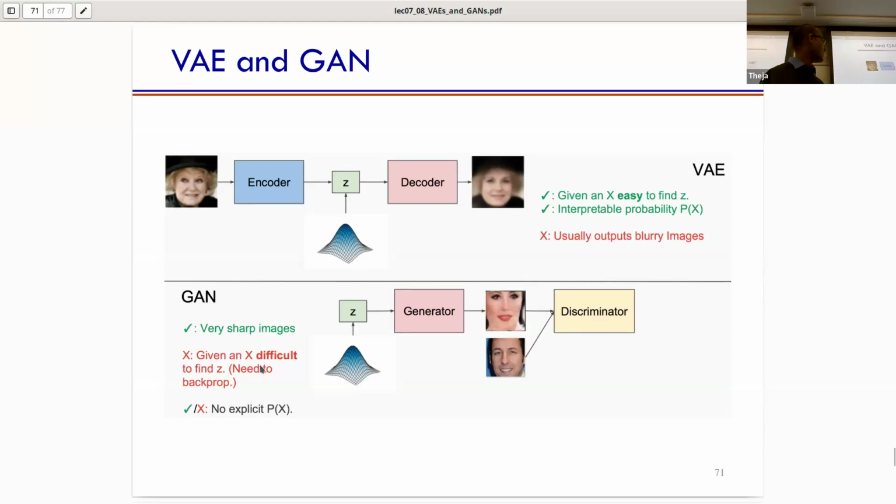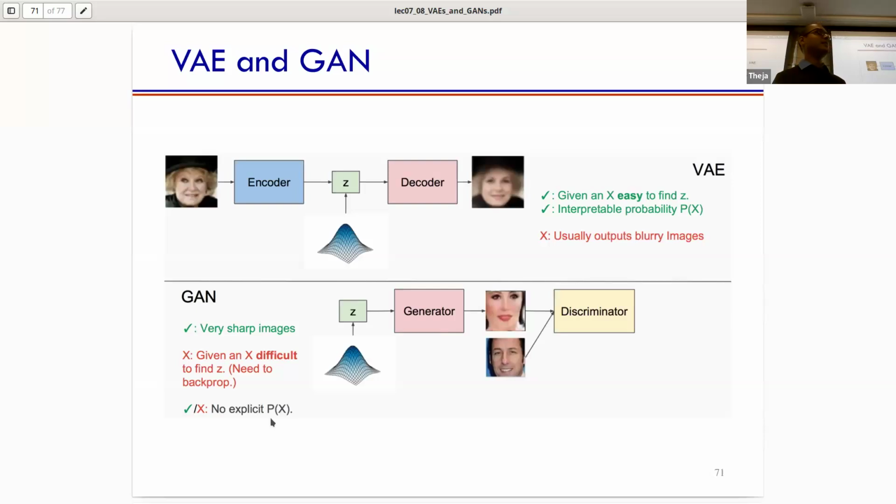There's no way to go from an image to figure out what is the Z that led to that image. You need to do some more computation. Given an image, figuring out the Z that led to it is an optimization problem. And there's no explicit probability density function. There's no P of X that you are handling. It is a black box from which you can generate samples, but it is an implicit notion of what the samples are.